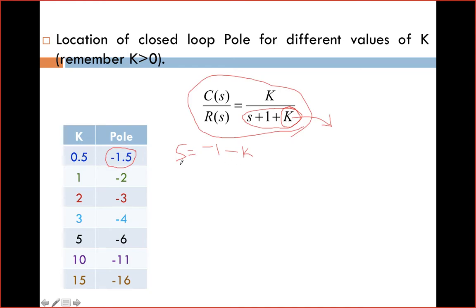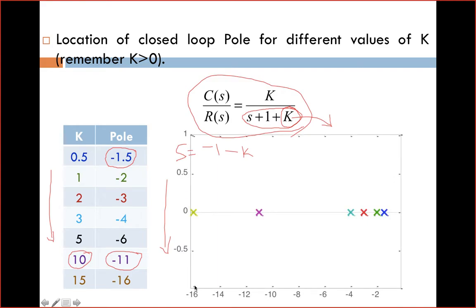When you are substituting k is equal to 0.5, the pole value is minus 1.5, and if you are slowly increasing the value of k, the s value will also change. For example, if k value is equal to 10, then the pole is located at s is equal to minus 11. It is a very simple characteristic equation, so it's very easy to find the location of the pole.